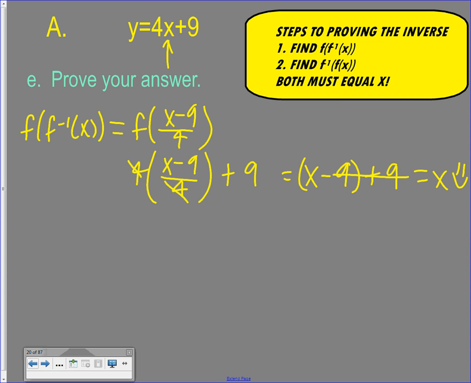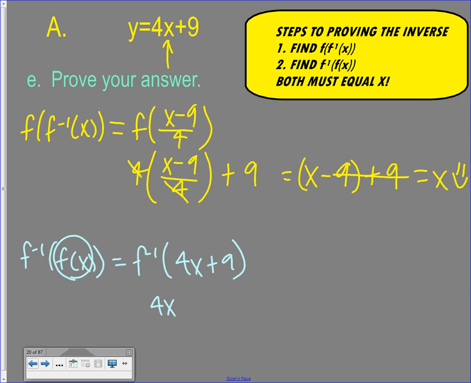Well, it's not just enough to prove it that way. We also have to say that if we were to plug it in the other way, so f inverse of f of x, that we still get x. So this time, I'm going to start with my inside function, which is 4x plus 9, and I'm going to plug it in to my inverse. Well, my inverse says x, but now it's 4x plus 9, and then it says minus 9 all over 4.